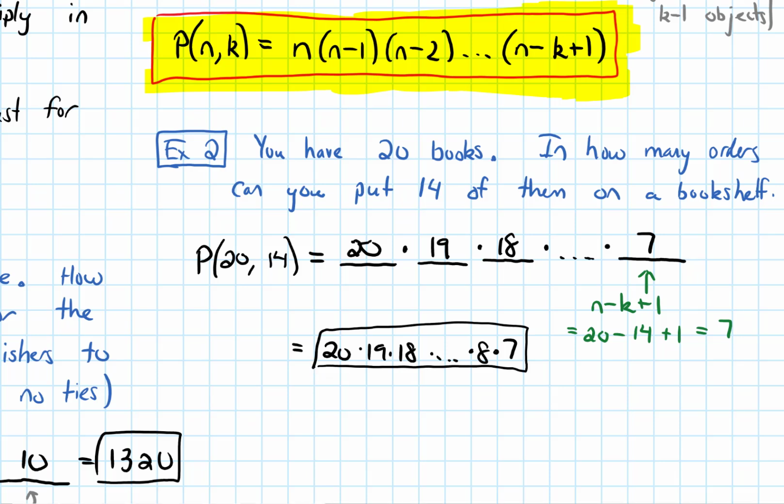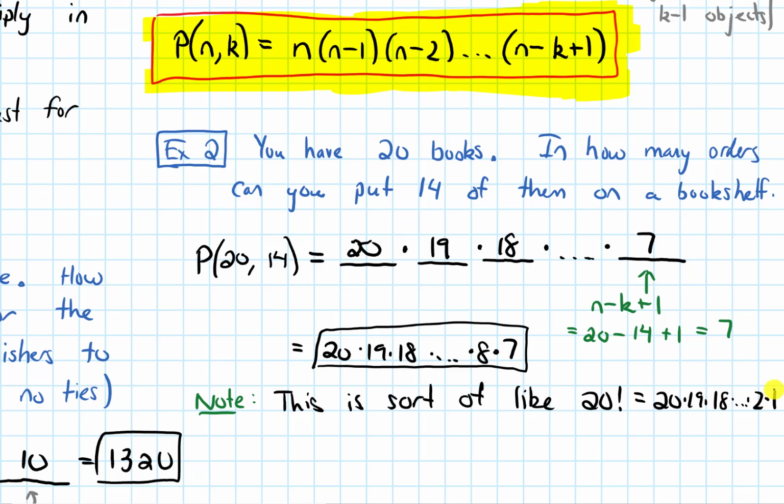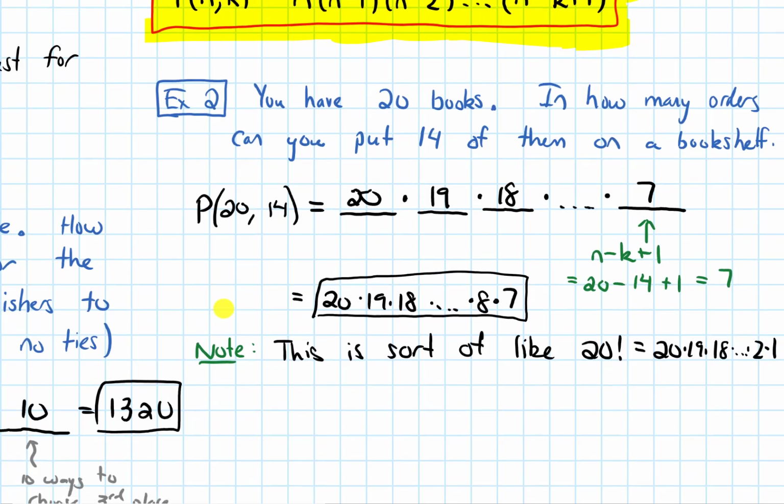There is another way I could write this. So I want to make a note of that. And what I want to notice is this product, 20 times 19 all the way down to 7, it's almost like a factorial. This is sort of like 20 factorial, and 20 factorial is 20 times 19 times 18 times dot, dot, dot, times 2 times 1. But it's just a little bit off. So let's see if we can use that fact to our advantage.